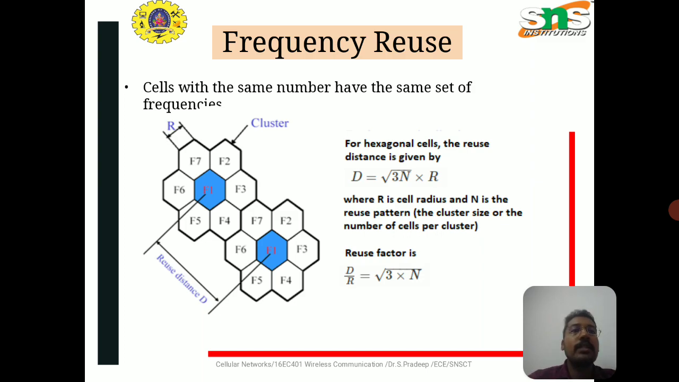For hexagonal cells, the reuse distance is given by D equals root 3N times R, where R is the cell radius and N is the reuse pattern. The reuse factor is given by D divided by R equals root 3N.